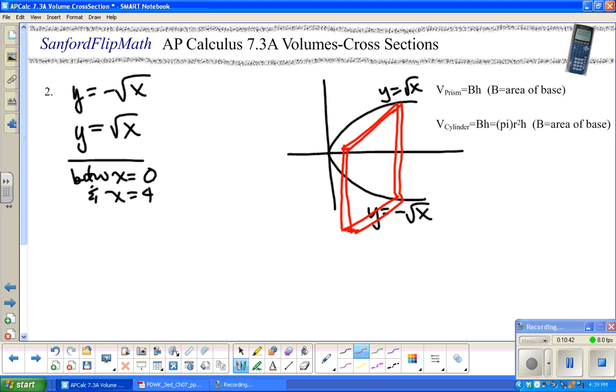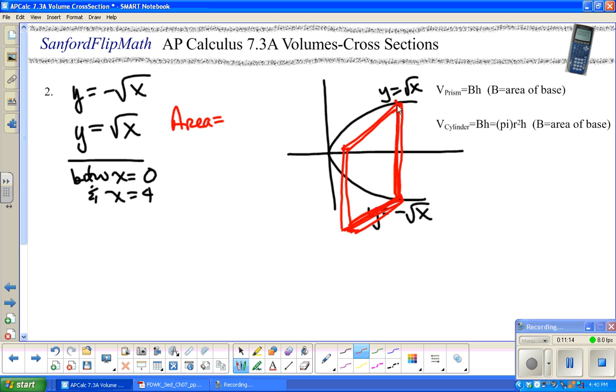It's a slice, like a slice in the bread, or you could picture it as the axes are on a table, and then this board is sticking out from that. So this is one of the hardest parts of this topic, picturing what's going on. Okay, so the area of one cross section, it's the area of a square. So it's going to be this distance times this distance.